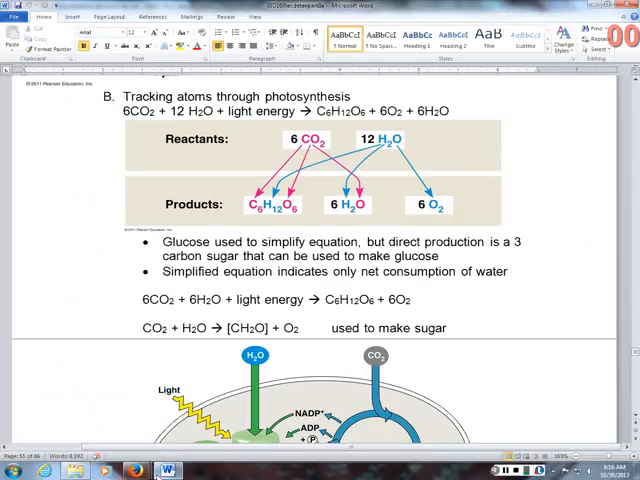So where we left off with photosynthesis last time was tracking the atoms, looking at where the atoms end up. You could follow and see, okay, if there are 6 carbons at the start, how you end up with 6 carbons at the end, that nothing is created or destroyed, it just gets moved around in the process. So we used glucose to simplify the explanation.